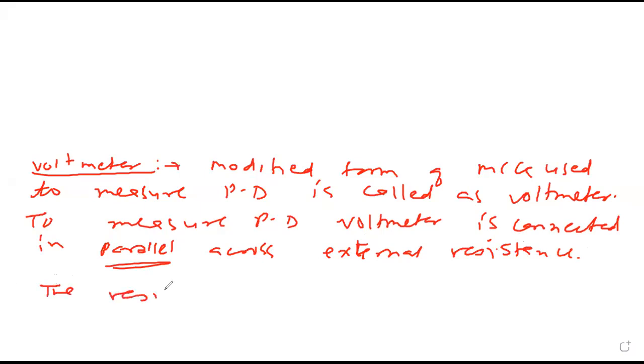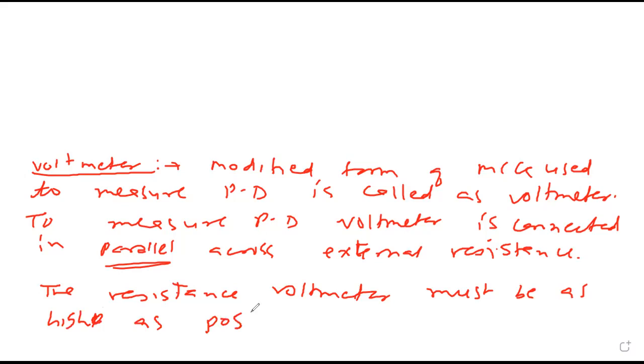The resistance of the voltmeter must be as high as possible, because if it is not high, it will divert the main current along its path, and less current will go through the resistance. Resistance of voltmeter must be as high as possible. Just write this much, then we'll derive the formula for series resistance. So connected in parallel, as high as possible. For ideal, it should be infinite.